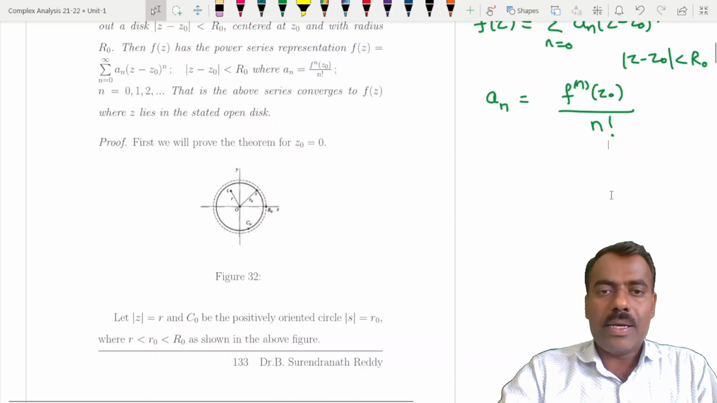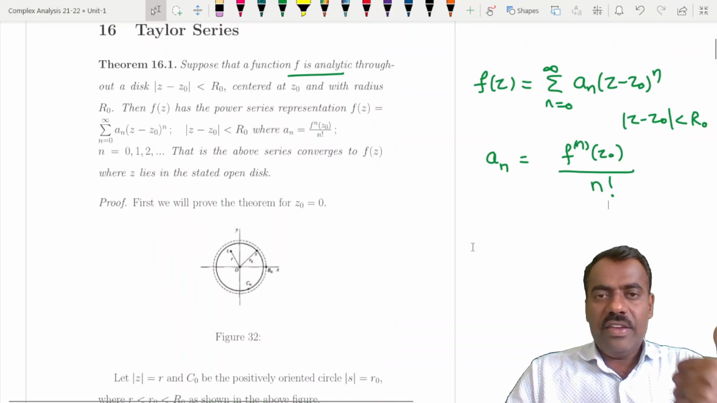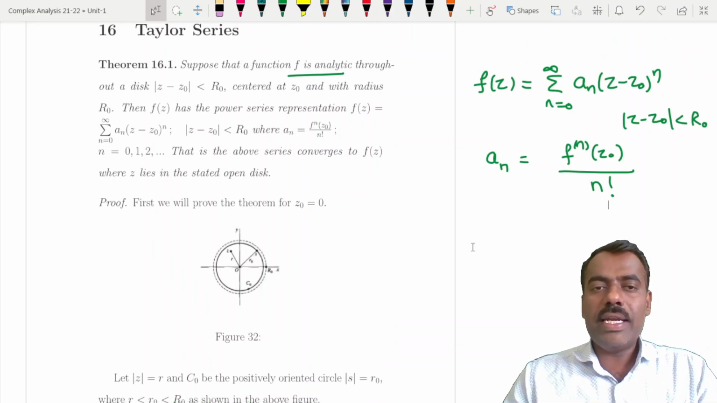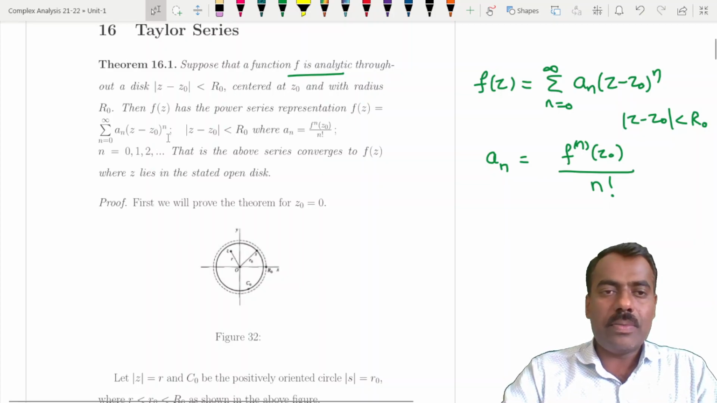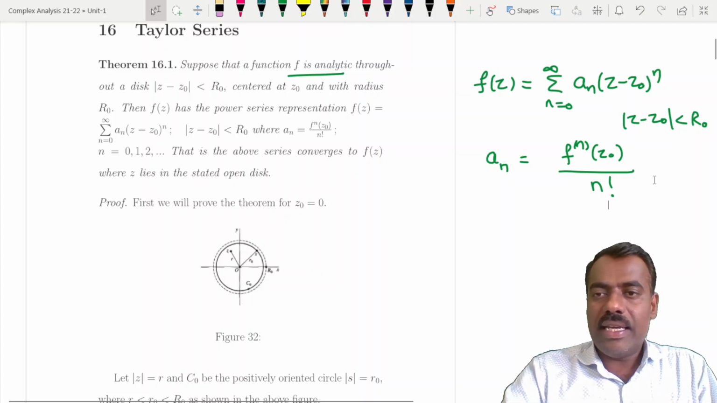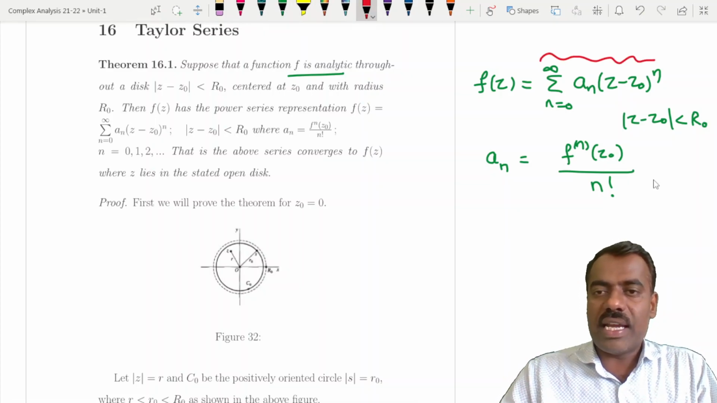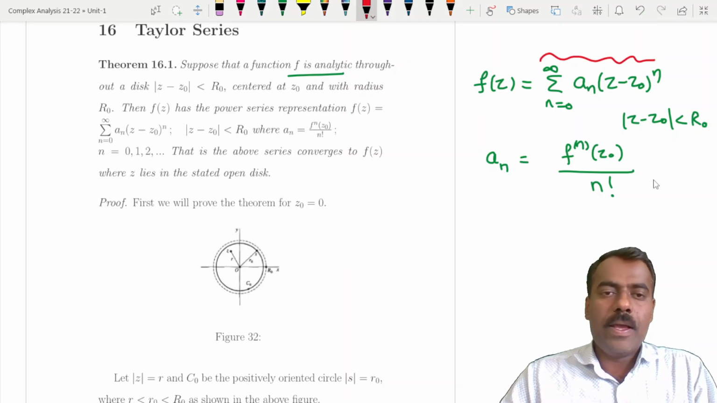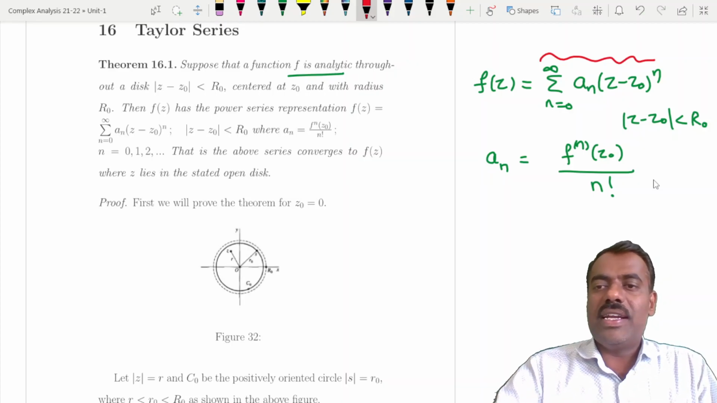Okay, fine. What this basically says is that if we have any analytic function throughout a disk, say mod z minus z naught is less than some r naught, then in that disk this function f of z has a power series representation. That means the right hand side series converges, and its value is equal to f of z. So this series converges to f of z, where z lies in the disk mod z minus z naught is less than r naught.